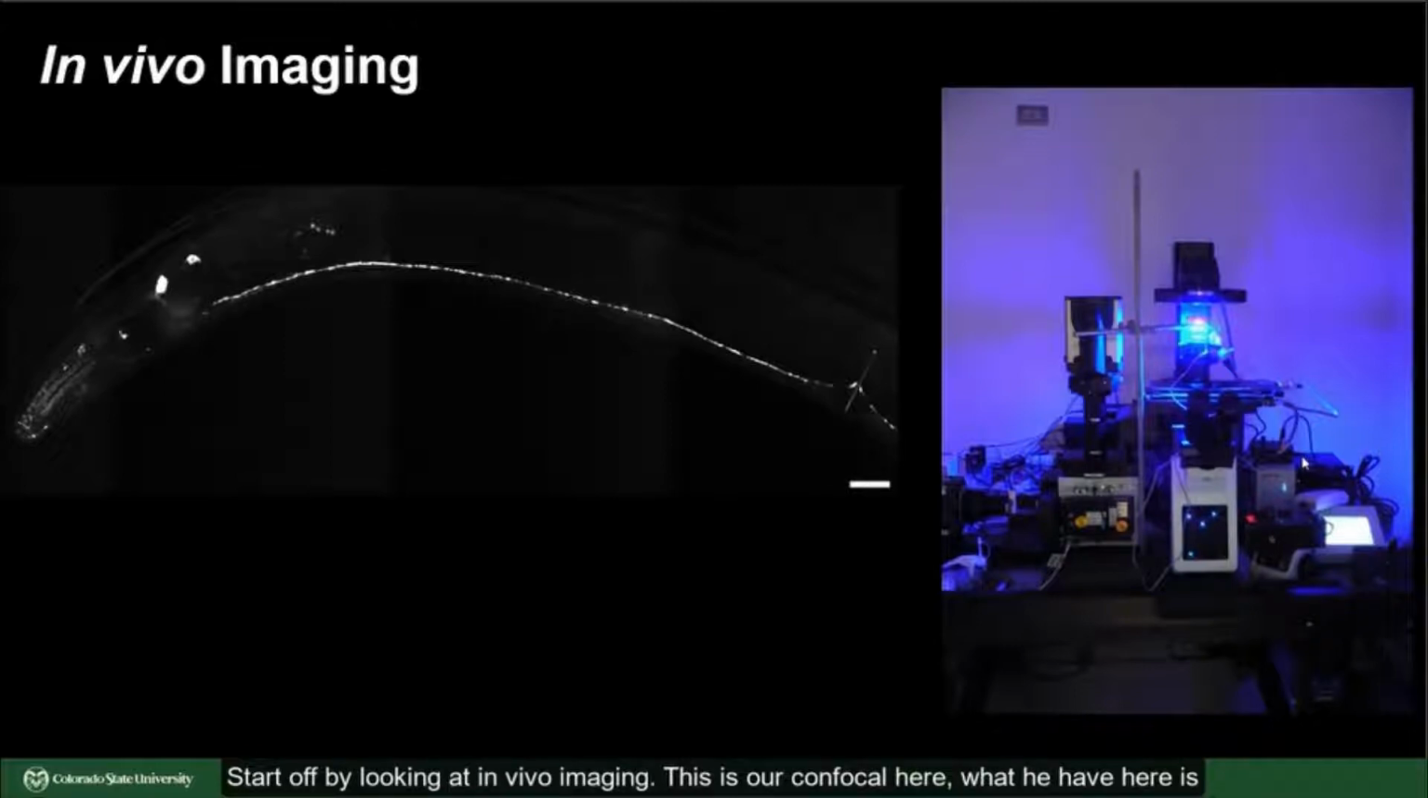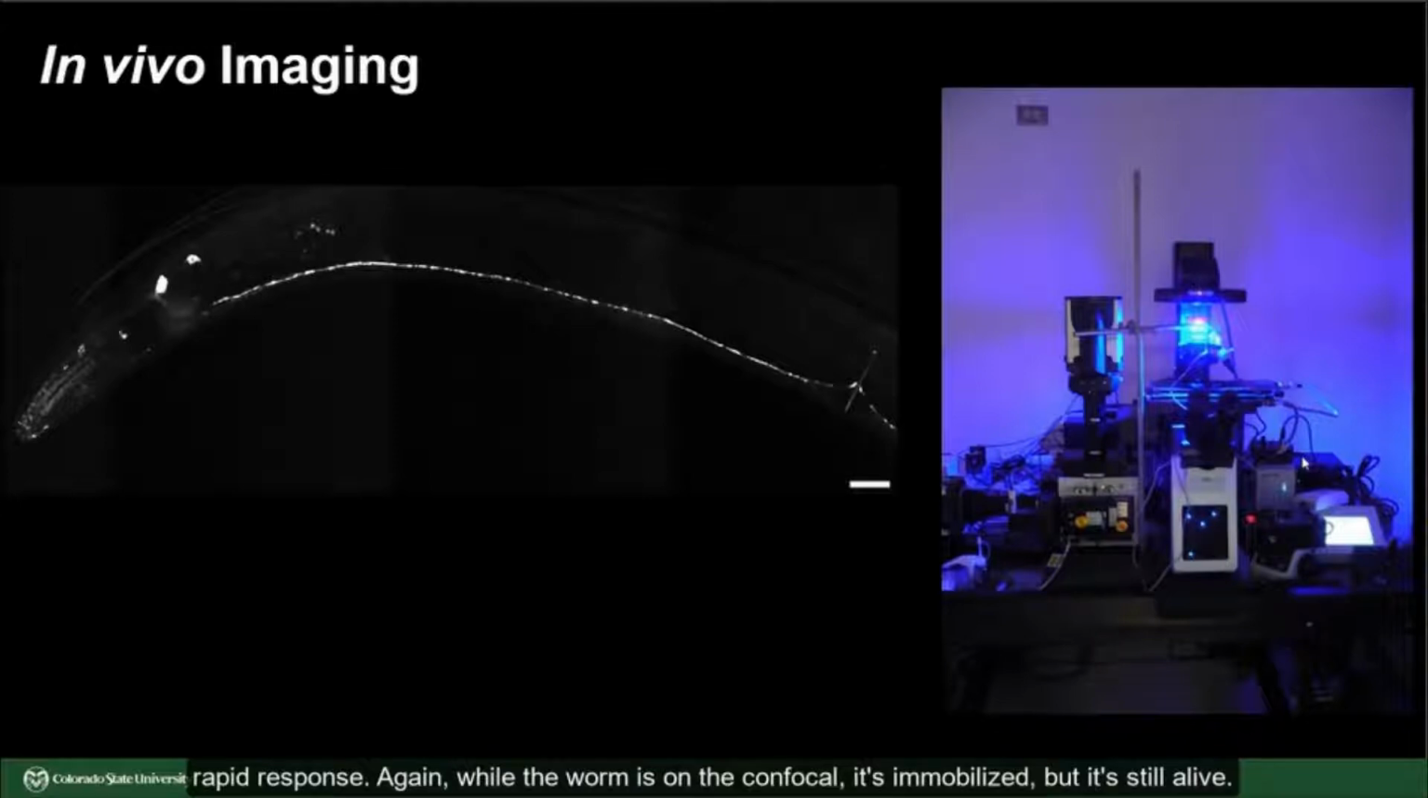This is our confocal here. What we have is a nematode worm with a single neuronal process that we look at. It spans all the way from the head to the tail of the worm. This is important for what we're looking for because we're looking at glutamatergic transport. The majority of glutamate receptors are made in the cell body, but then they have to be transported down, upwards of a millimeter away. They have to do this in a relatively rapid response.